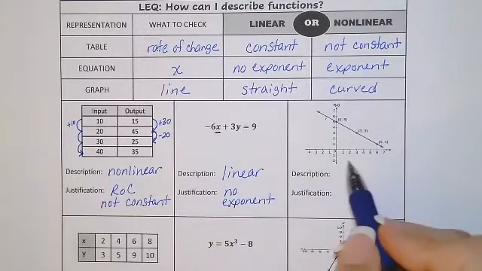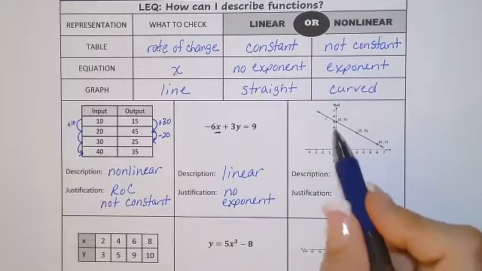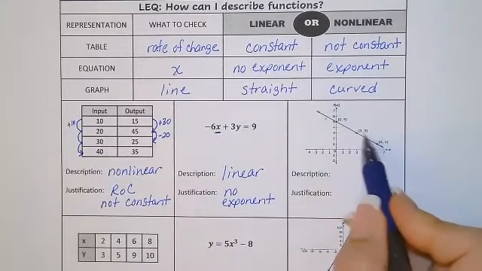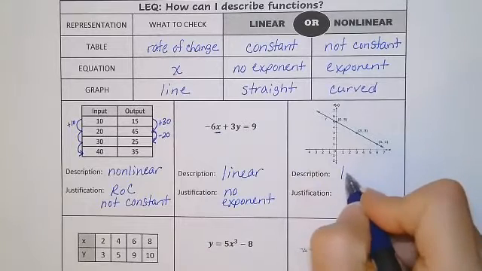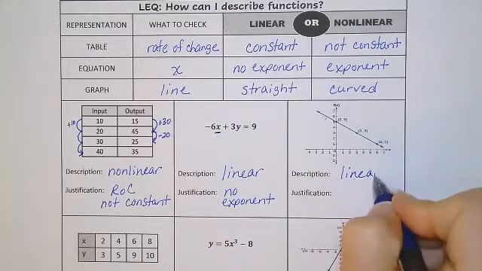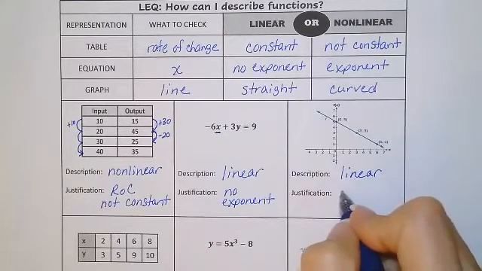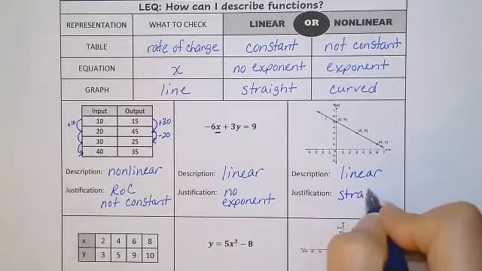Okay, the graph. We're going to check the line of the graph. This is definitely a straight line, so that means that it is a linear function. Justification, the line is straight.